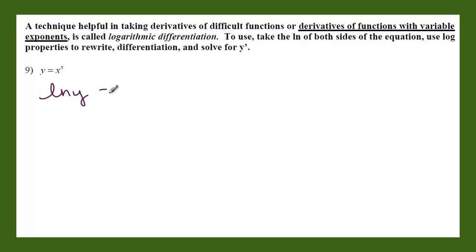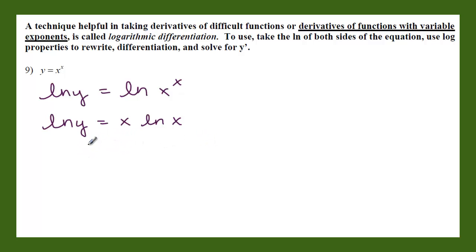So we get natural log of y equals the natural log of x raised to the x. Okay, and now we can use our log properties where we have a power here, so we can go ahead and rewrite this as natural log of y equals x times the natural log of x, just using our log properties for power to a power.